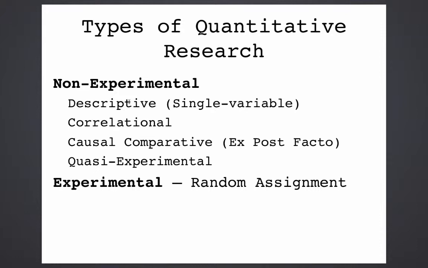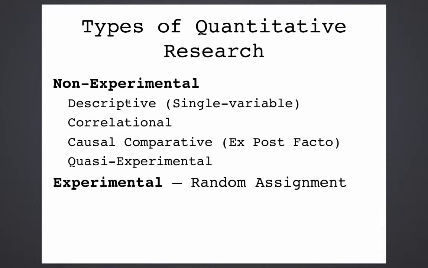Causal comparative is ex post facto research. So after the fact, after people have been naturally assigned to groups. So you're naturally assigned to being a male, you're naturally assigned to being a female. You look for differences in those groups on some measured variables.